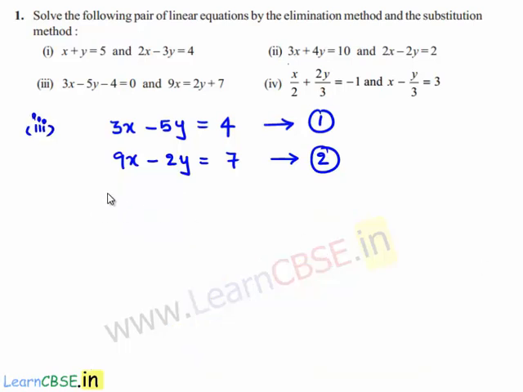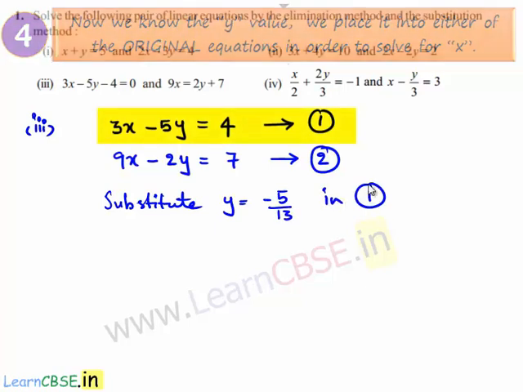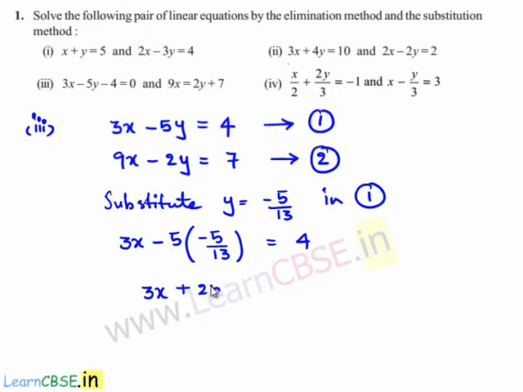Now let us substitute y is equal to minus 5 by 13 in equation number 1 so as to obtain the value of x, that is 3x minus 5 times of minus 5 by 13, which is equal to 4. So we'll be getting 3x minus 5 multiplied by minus 5 is plus 25 divided by 13, which is equal to 4.